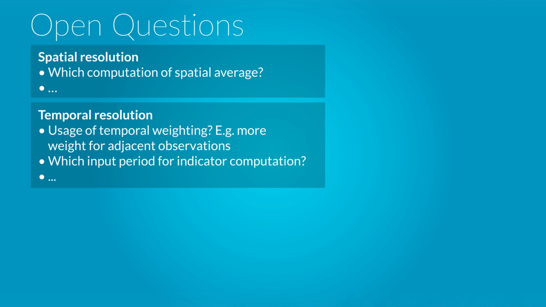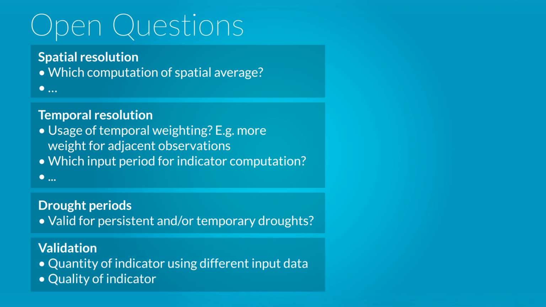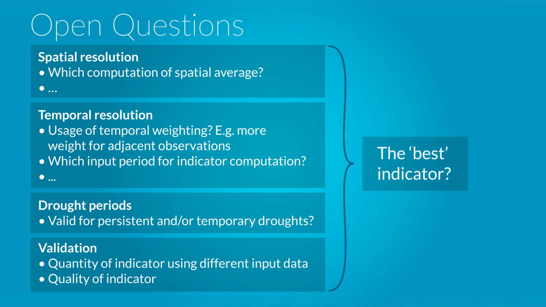Should we use a temporal weighting, or which input period for indicator computation should we take? And we do not know which type of drought periods we want to look at. Do we want to look at persistent or temporary droughts? And at the end, we should answer the question of how to validate all of these. These questions also lead to the main question, which indicator is the best one. But I think at this time you cannot answer this question, because it always depends on the application.